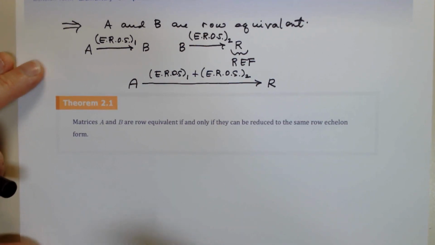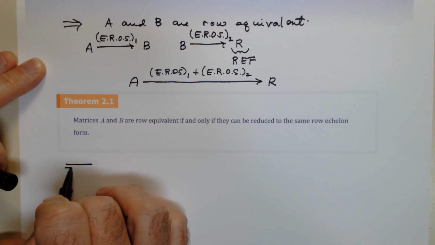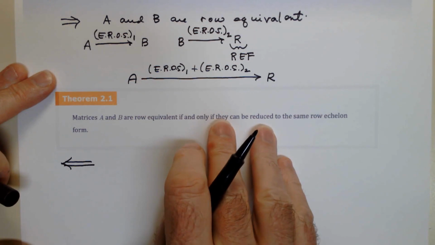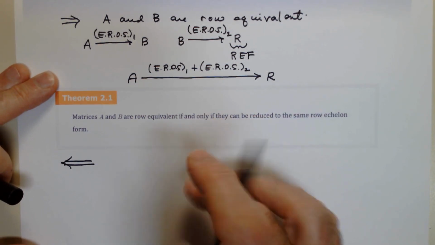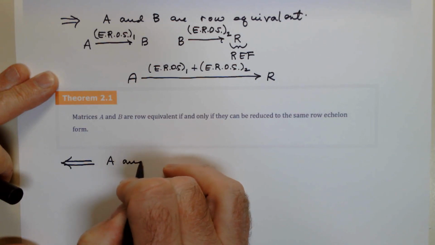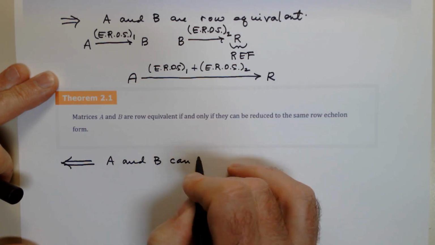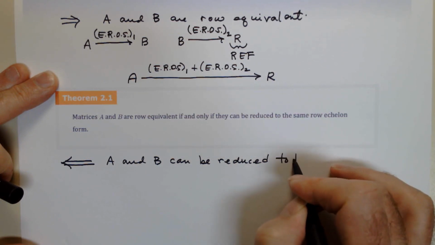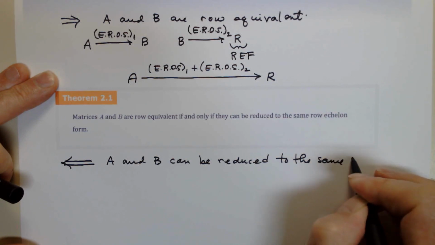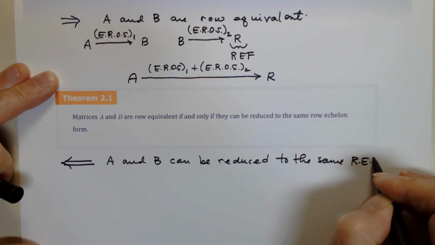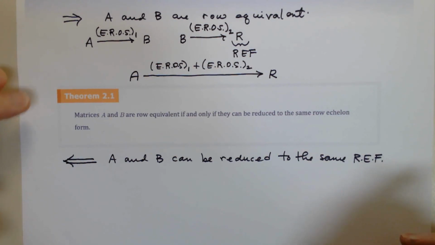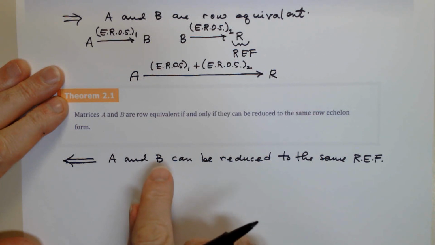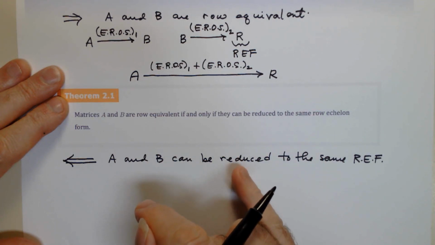Now we have to show the other direction. Okay, we have to assume that they can be reduced to the same row echelon form. So let's say A and B can be reduced to the same row echelon form. Now, what are we saying? We're saying that there's a recipe that takes A to some row echelon form, let's call it R, and another recipe that takes B to that same row echelon form R.